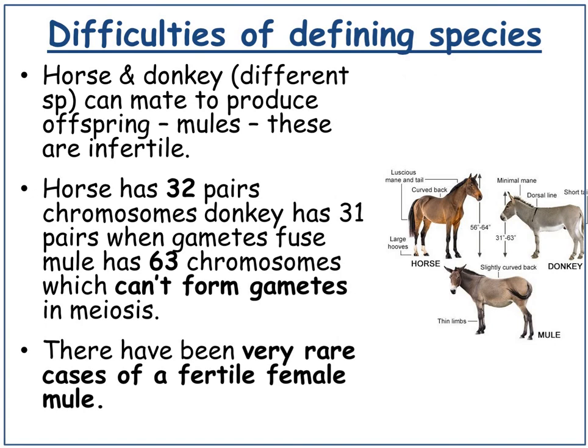Horses and donkeys are actually different species, but they can mate to produce offspring, which are called mules. And these are actually infertile. The reason is that a horse has 32 pairs of chromosomes, whereas a donkey has 31 pairs. So when the gametes fuse, the mule will have 63 chromosomes, which can't form gametes in meiosis. But there have been very rare cases of a fertile female mule. So it makes it very difficult to identify between different species.